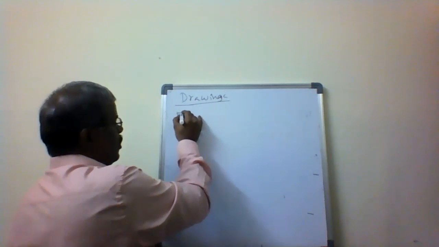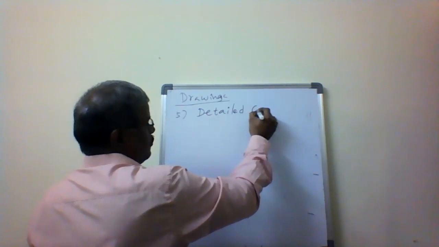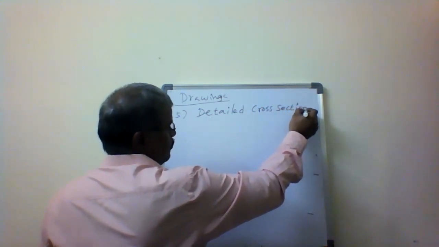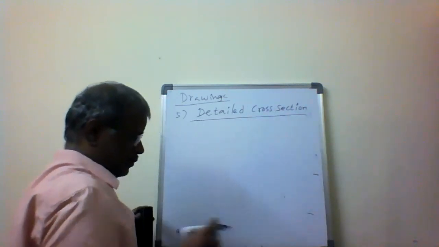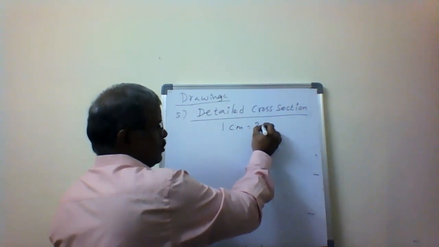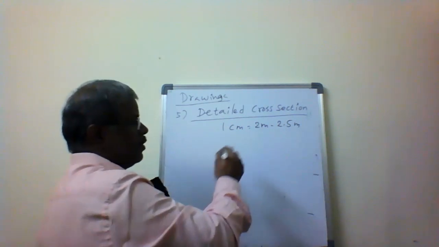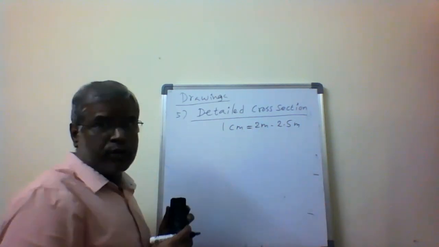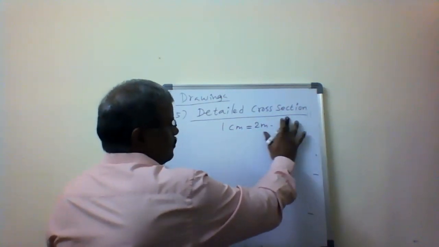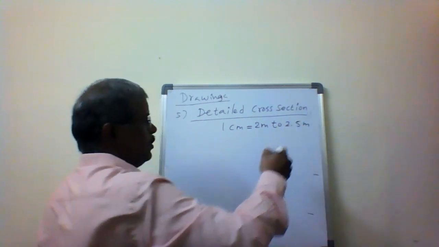Next, the fifth one is going to be called the detailed cross section. The scale is 1 centimeter equals 2 meters to 2.5 meters. We are going to be preparing it at 1 centimeter equals 2 to 2.5 meters.